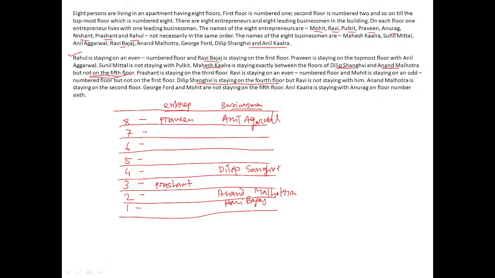Yes, because Dilip Sanghvi and Anand Malhotra are on either side, and if it says exactly in between, there is only one place, right? That is floor number 3. So here it's Mahesh Kalra. Is there any need of saying that but not on the 5th floor? Absolutely not, right? So this is okay here. I am just saying this because this much information is not needed at all.